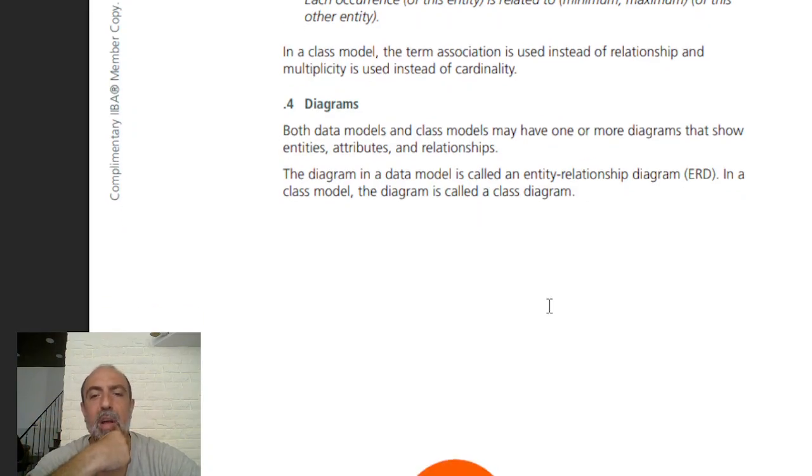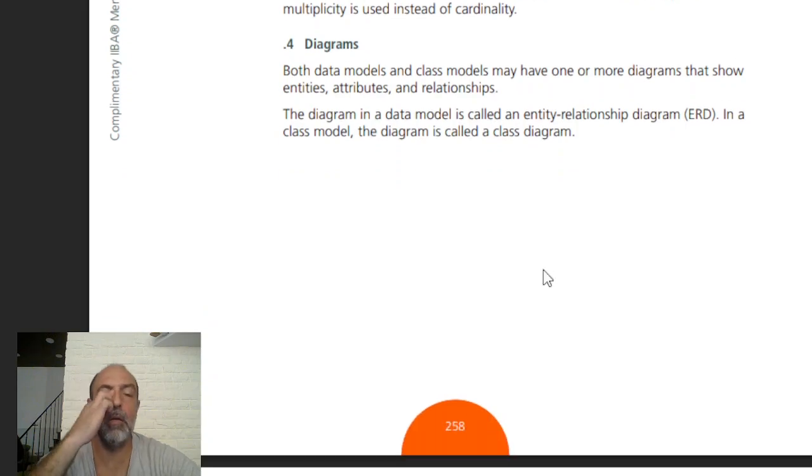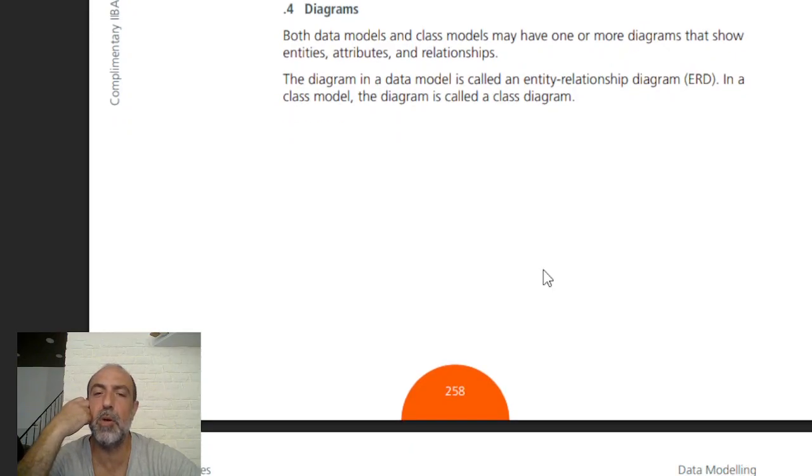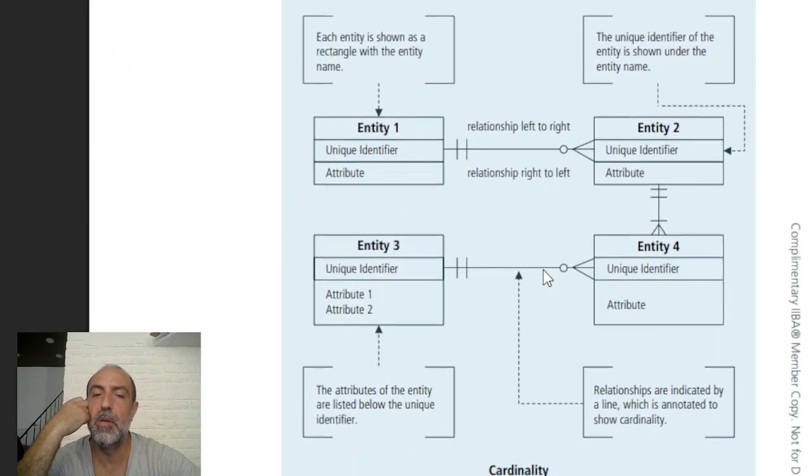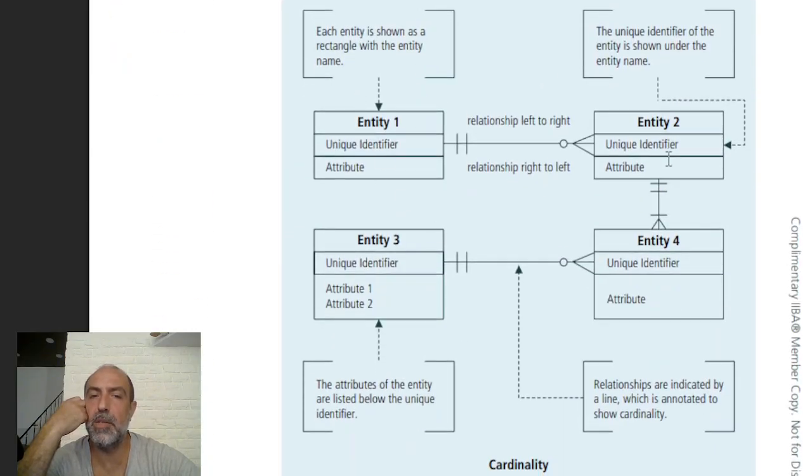And diagrams. Both data models and class models have one or more diagrams that show entities, attributes, and relationships. The diagram in a data model is called an entity relationship diagram, ERD. In a class model, the diagram is called a class diagram. See, entity 1, entity 2, this is basically an ERD. Each entity is shown as a rectangle with an entity name.